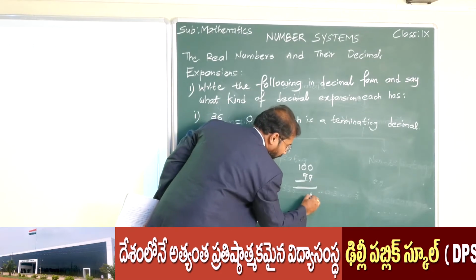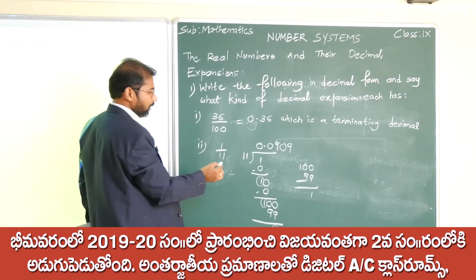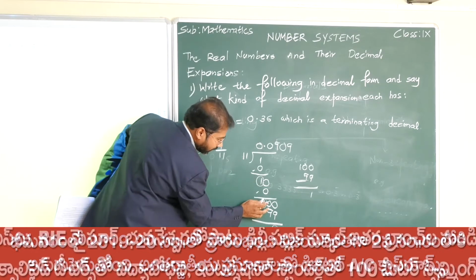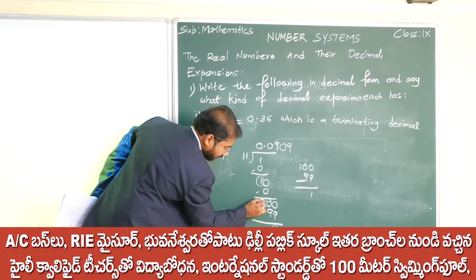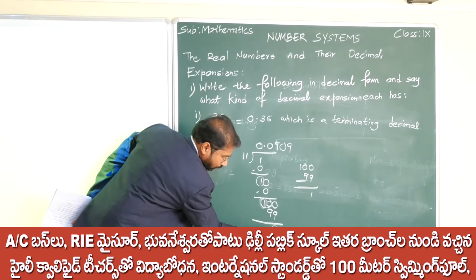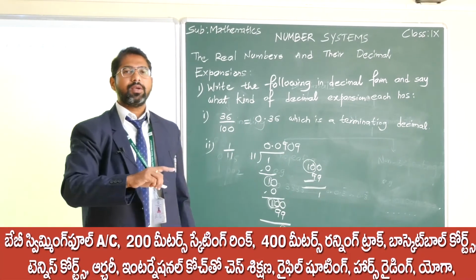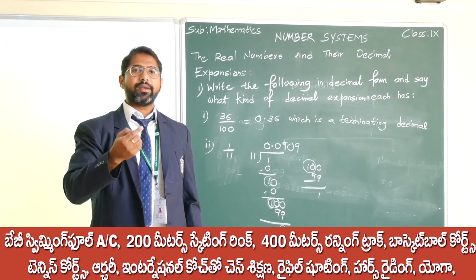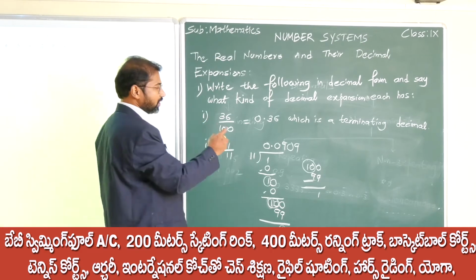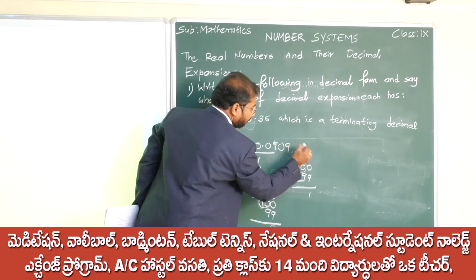The remainder is 1. First, let us look at the remainders once again. Here the remainder is 1. Now here, the remainder is 10. Again, the remainder is 1. Again, the remainder is 10. Again, the remainder is 1. So you can see that we are getting remainders as 1, 10, 1, 10, 1, 10. So in the quotient also you will get after decimal point 0909 dot dot dot.